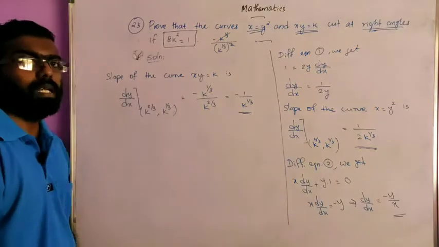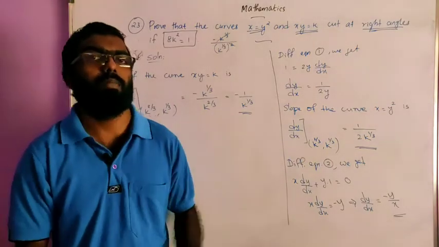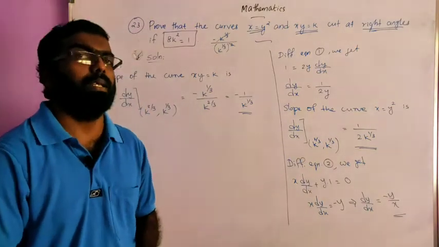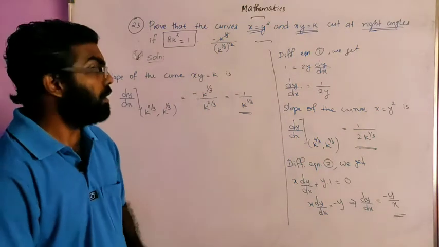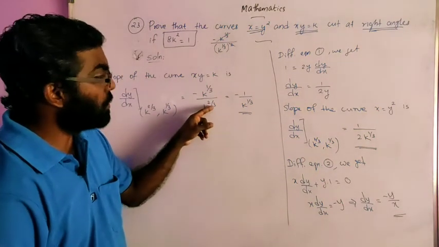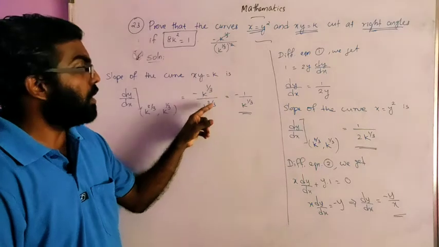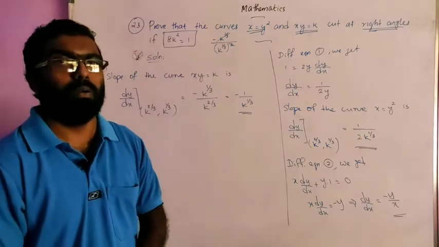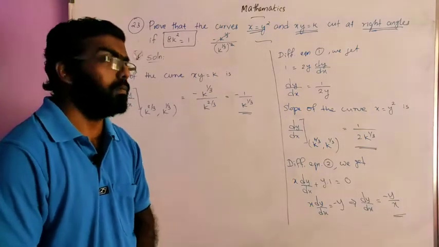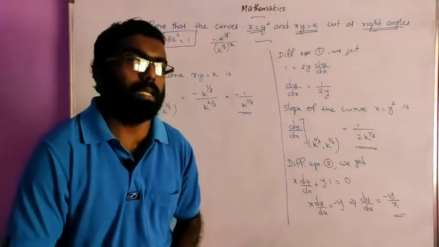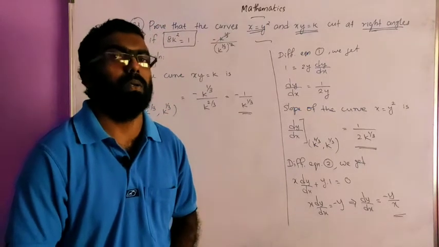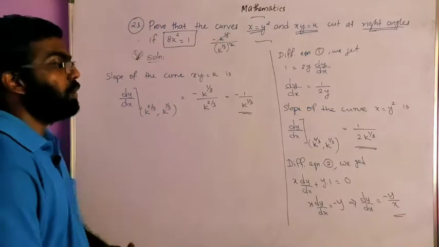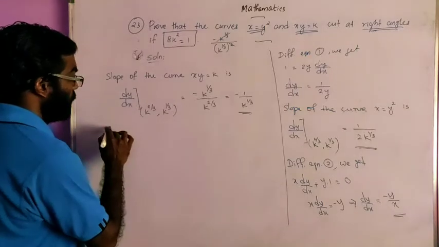Minus 1 by k raised to 1 by 3, or we can apply the formula a raised to m by a raised to n is equal to a raised to m minus n. Here 2 by 3 minus 1 by 3. Okay, 2 by 3 minus 1 by 3 is what? 1 by 3. Clear? And we know the two curves cut at right angles if their product of slopes is equal to minus 1. Okay, m1 into m2 is equal to minus 1.